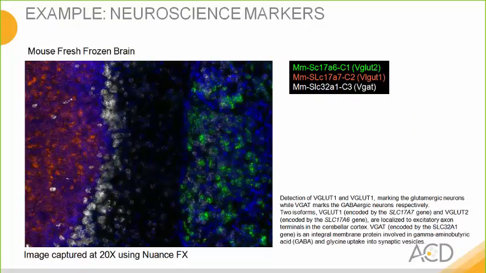Here's an example of some neuroscience markers that were stained using the LEICA multiplex fluorescent kit. You have the VGLUT2 marker in green, you have the VGLUT1 marker seen in orange, and you have the VGAT marker in white. And this was done on mouse fresh frozen brain.